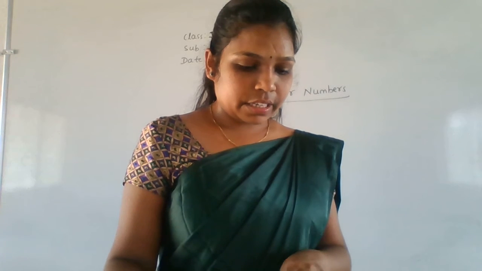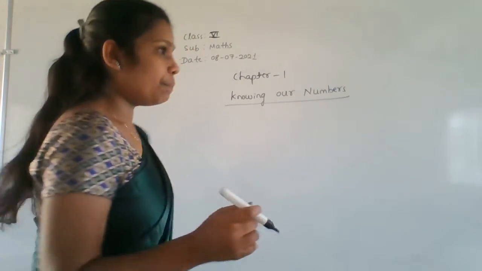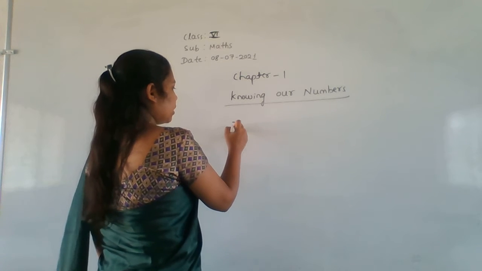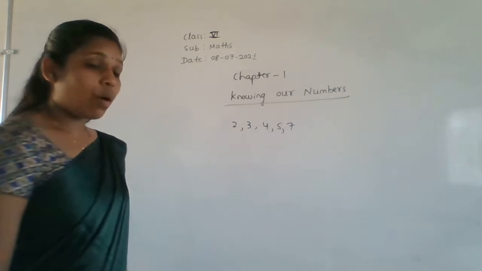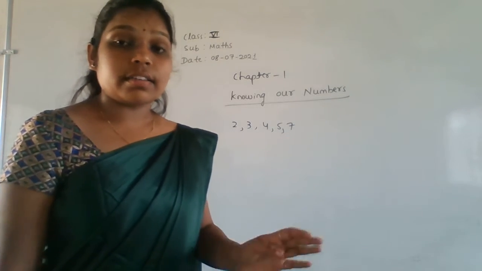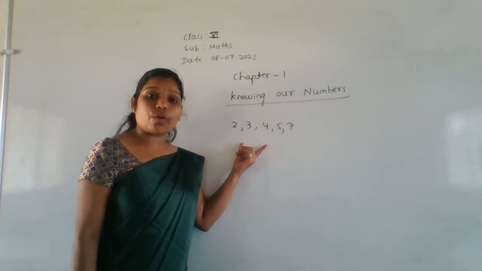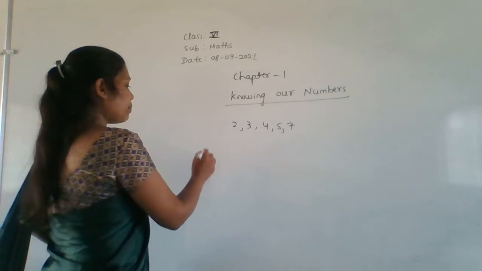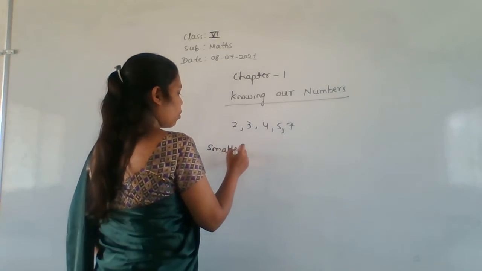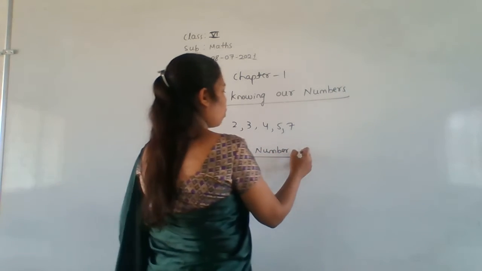Next we'll go directly to exercise number 1.1. Already you know, see here, using the digits 2, 3, 4, 5 and 7, make the smallest 5 digit number and make the biggest 5 digit number. Using these digits you have to form the biggest number as well as the smallest number. How to form the smallest number here?